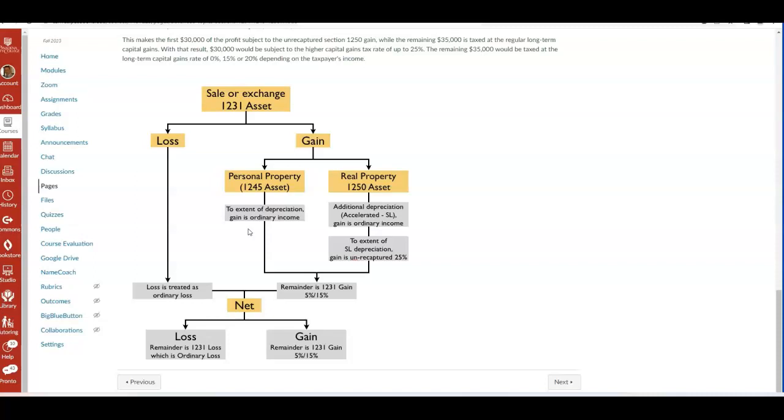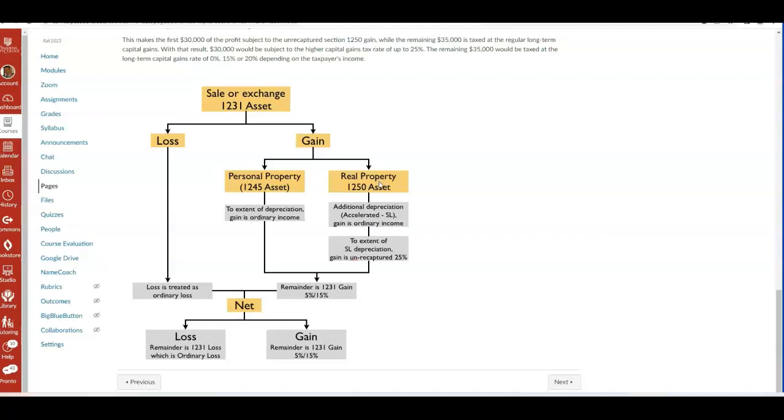We call it depreciation recapture. That means you recapture the depreciation and you recognize it as ordinary income and you pay tax for ordinary income, which might be high in most cases. Of course, everyone's ordinary income tax rate is different, but it can be as high as 37%.